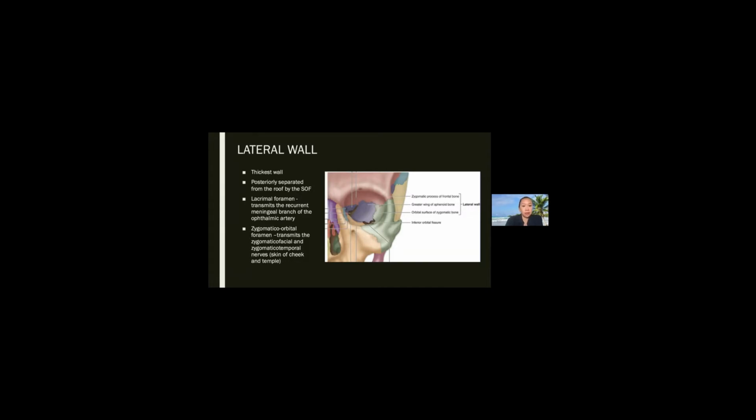And it also contains important foramen, the lacrimal foramen, which is where the recurrent meningeal branch of the ophthalmic artery comes through, as well as the zygomatico-orbital foramen, which transmits the zygomaticofacial and zygomaticotemporal nerves, which supply the skin of the cheek and the temple.